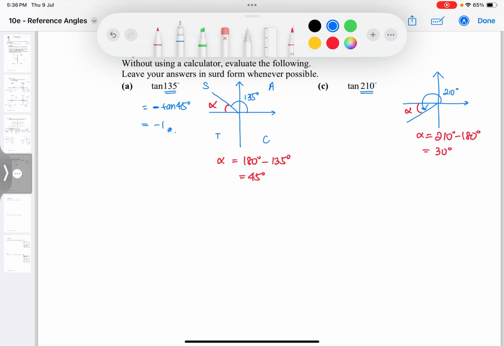Again, find out the sign. What sign is it, positive or negative? In the third quadrant, tangent is positive. So tangent 210 is equal to the positive of the tangent of the corresponding basic angle, in this case 30. And tangent 30 is actually square root 3 over 3, right? If you look at your list of special angles.